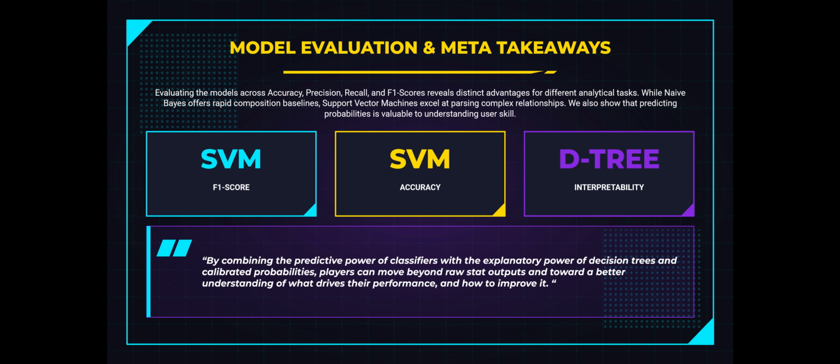So in conclusion, evaluating models across accuracy, precision, recall, and F1 scores, there are distinct advantages for different analytical tasks. While naive Bayes was a good baseline, SVM did the best in both F1 score and accuracy. However, decision trees did a really good job with interpretability and offering specific recommendations to users. We also are able to use the probability output of a neural network to augment the user's understanding of their own data by showing them more than just win rates.